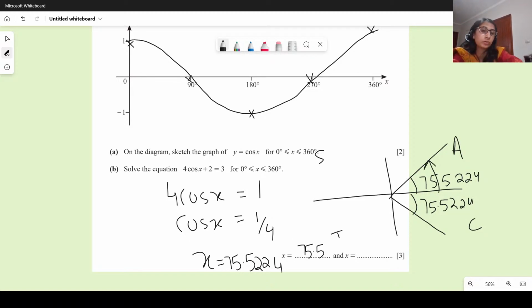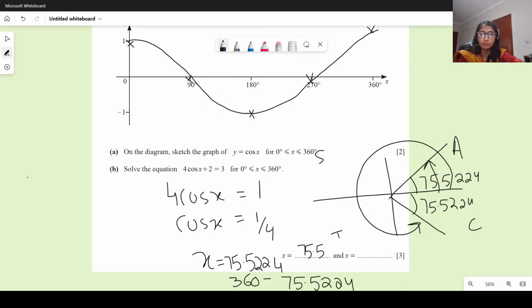So the first answer is just 75.5 because we're supposed to round off the angles to one decimal place, and the second answer is 360 minus the first answer. 360 minus 75.5224. 360 minus the answer is 284.47, so that's 284.5.